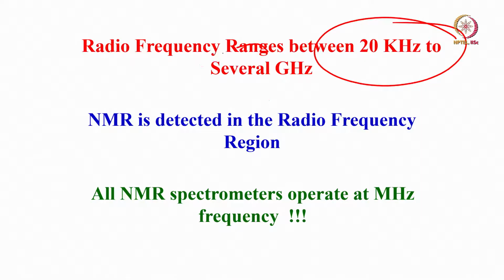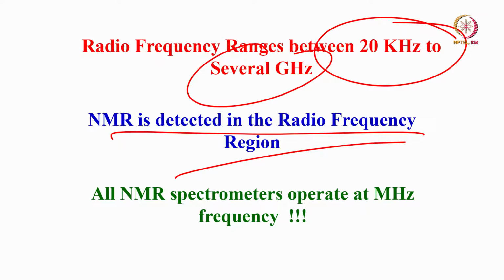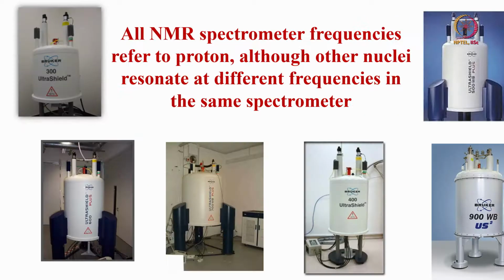between 20 kilohertz to several gigahertz, and we calculated the resonating frequencies. We saw, for example, 20 kilohertz to several gigahertz, if you consider, NMR is detected in the radio frequency region. So, that is why all NMR spectrometers operate at megahertz frequency, which is in the radio frequency region.